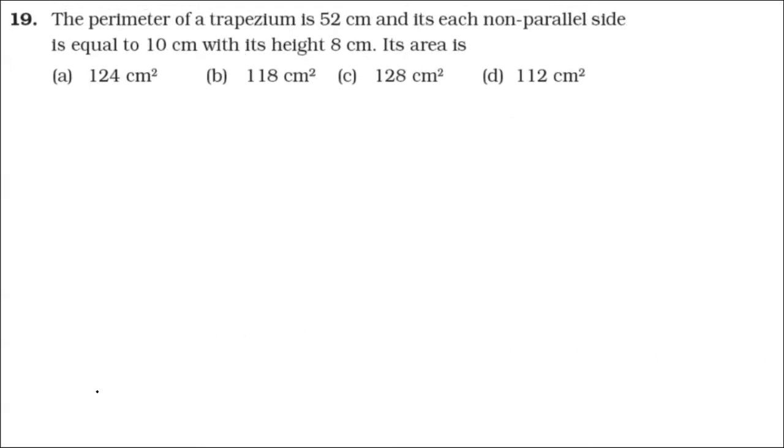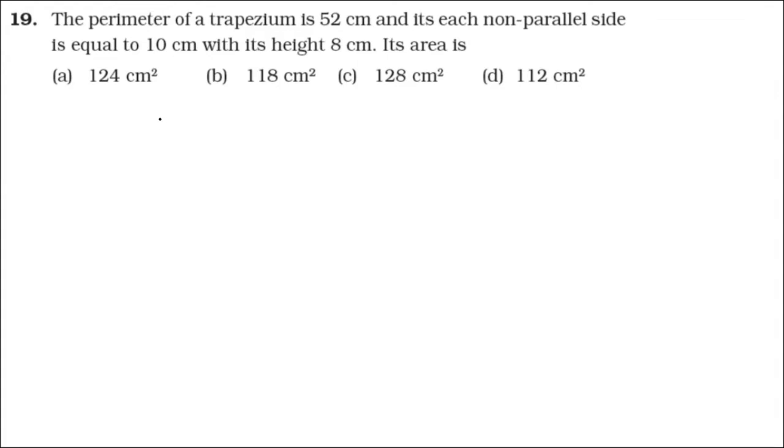Question number 19. The perimeter of a trapezium is 52 centimeters, and each of its non-parallel sides is equal to 10 centimeters, with its height 8 centimeters. We need to find out the area.